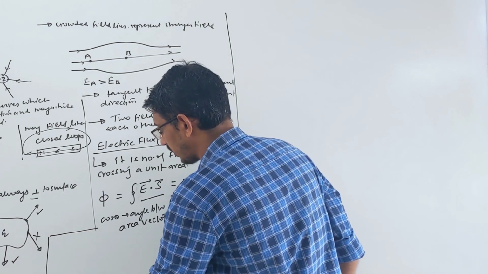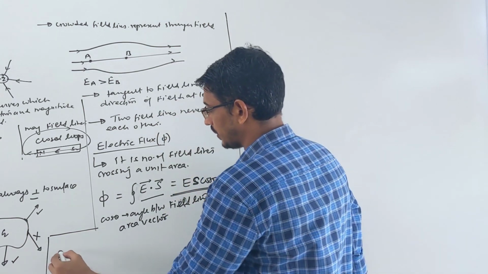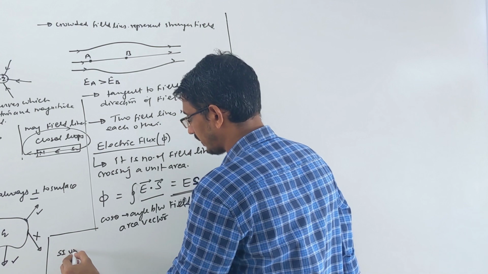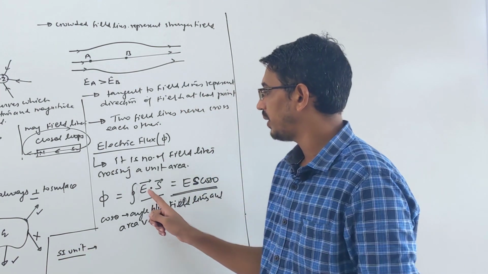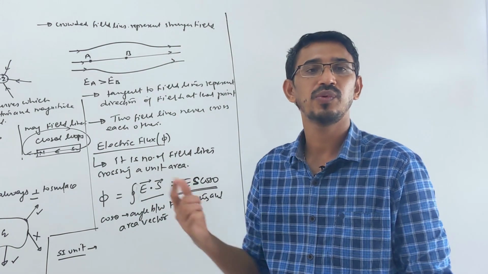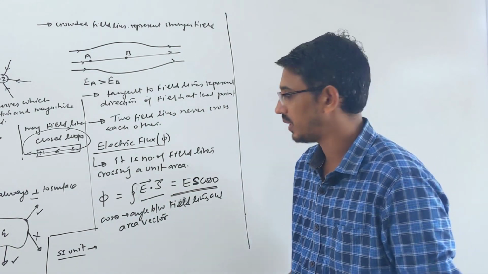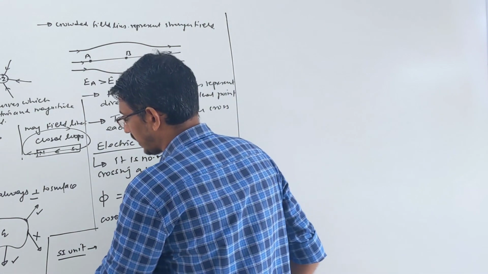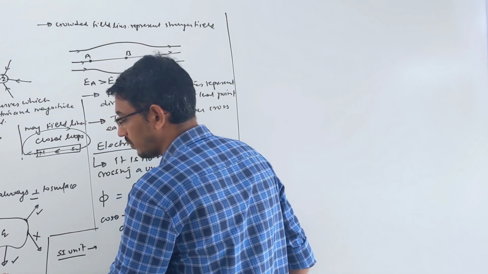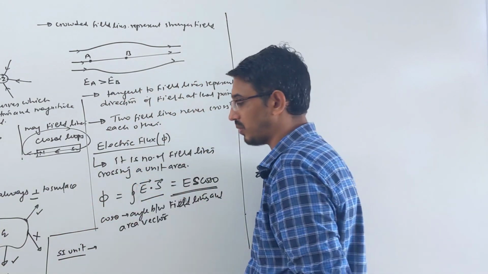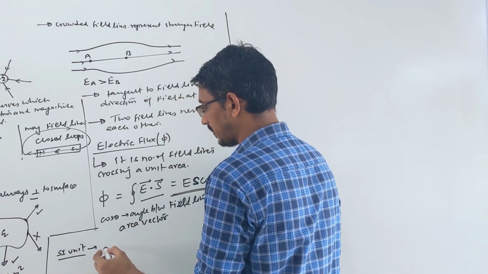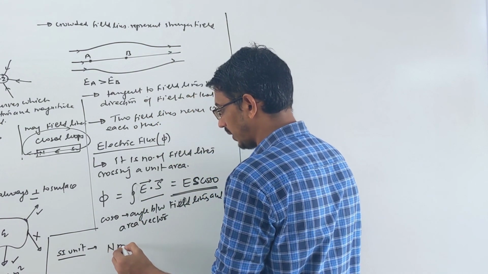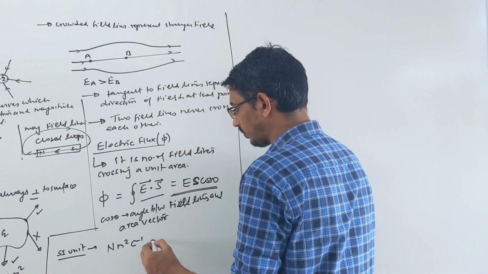Okay, let's talk about the unit of this. What is the SI unit? Look here, we know the electric field unit. Electric field is force by charge, so we write Newton per coulomb, F by Q. Into area, which means meter square. So you can write the unit as Newton meter square per coulomb.